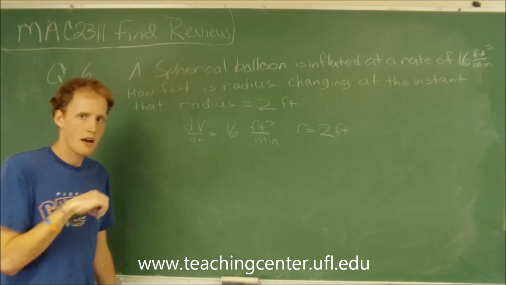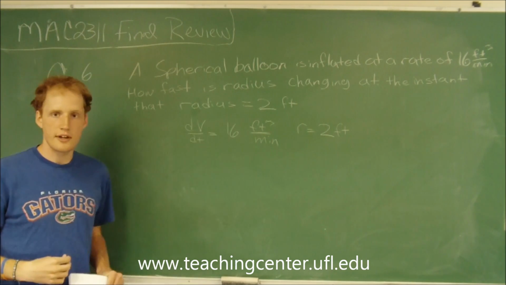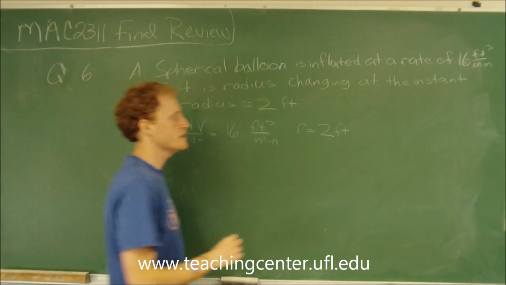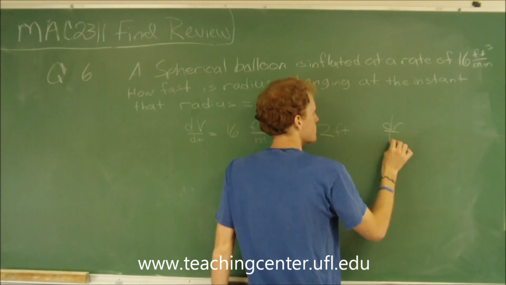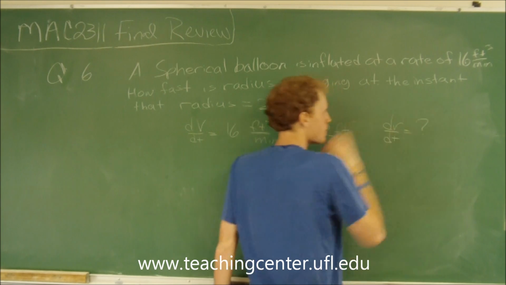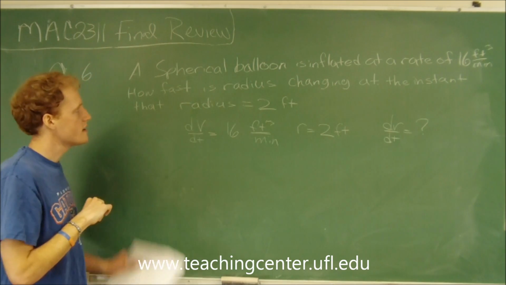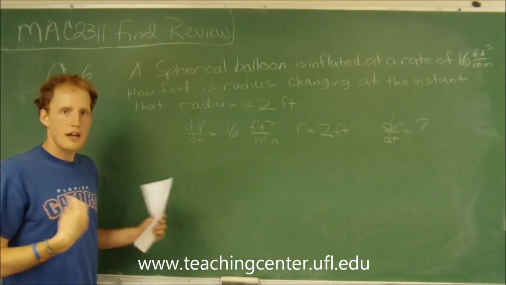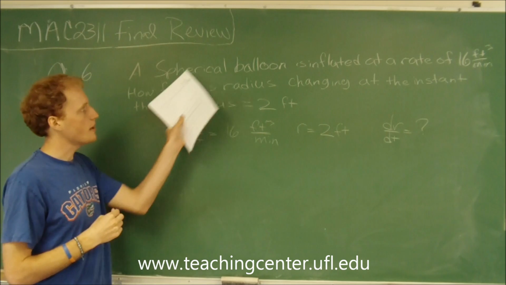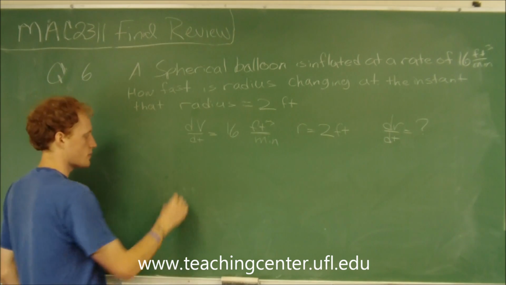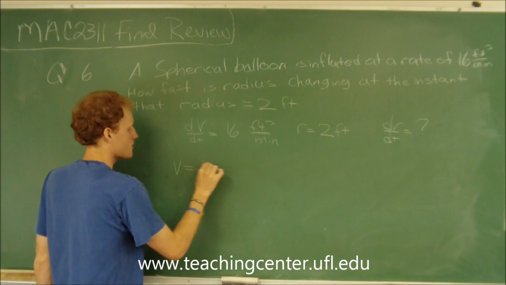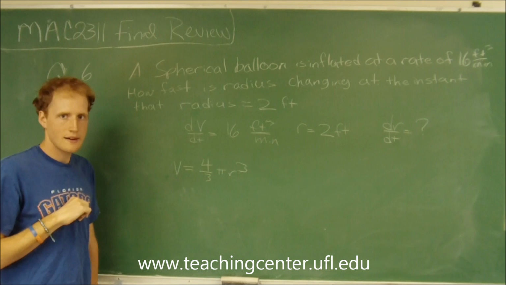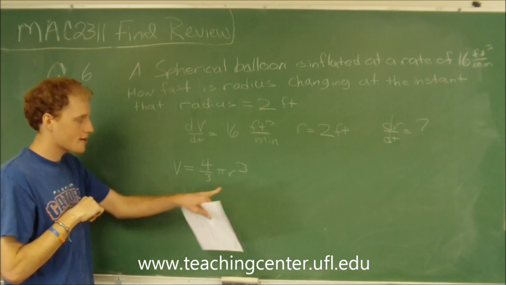Then we have to figure out what we're looking for. That's how fast the radius is changing, which means dr over dt. Since we were given information about the volume, it's probably important to know the volume of this spherical balloon. The volume of a sphere is 4/3 pi r cubed. So we have our equation.